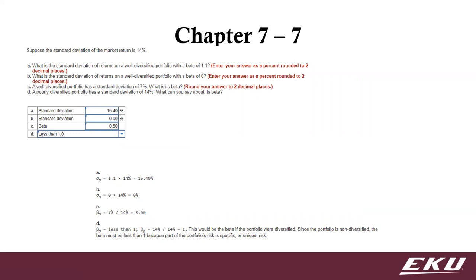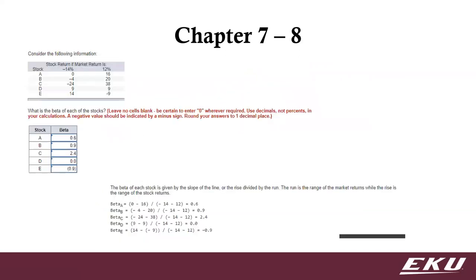And then it says a poorly diversified portfolio has a standard deviation of 14. What would the beta be? The beta is going to be less than 1. It's really just saying this only holds because it's a well-diversified portfolio. If we know it's not well-diversified, we know we're not going to do as well with a beta of 1. So it's going to be less than 1 because we don't have the diversification.